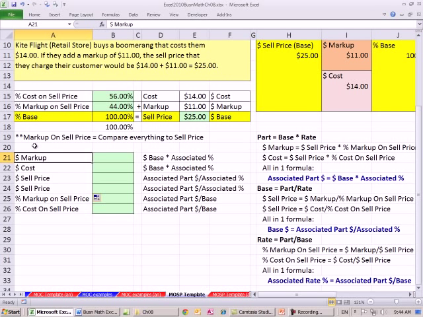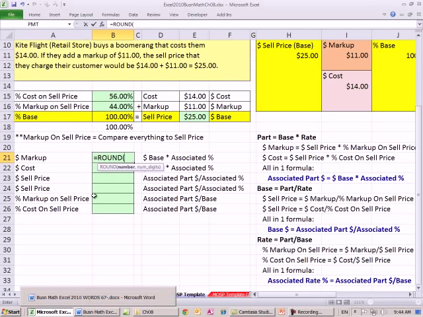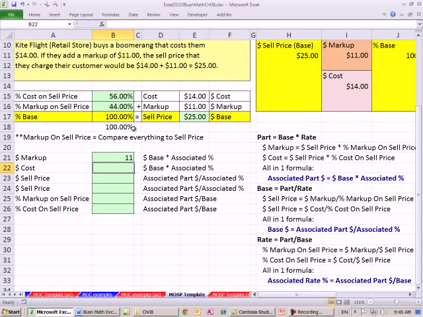So percentage markup, dollar markup and dollar cost, those are both parts. So in either case, we're going to say associated part equals base times associated rate. So equals round, we're doing a dollar amount, calculating dollar markup. So I'm going to take the base times the associated rate, comma 2. And that gives us 11.